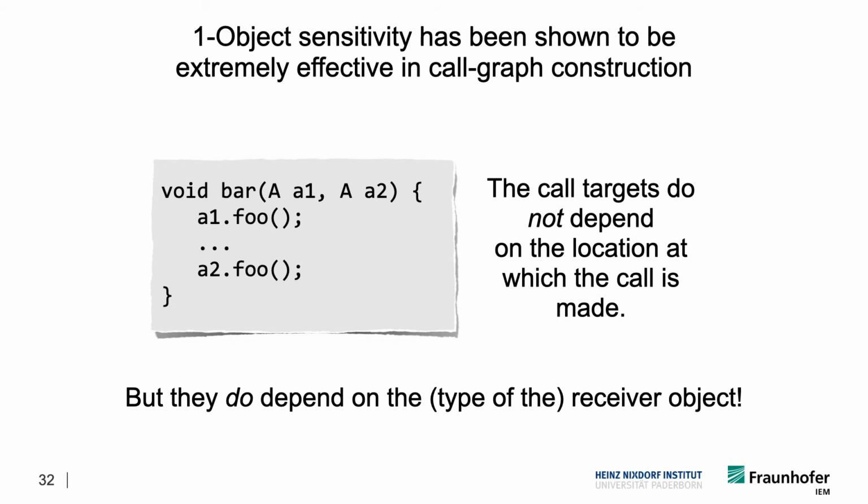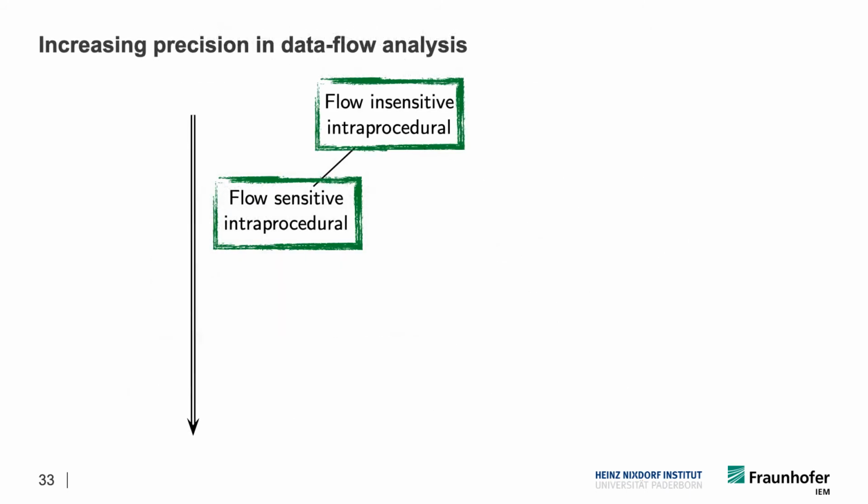That's all I wanted to say about object-sensitive analysis. And yeah, before I conclude this week's presentation, I still quickly want to talk about different flavors of different sensitivities and how they relate to one another. So in particular, we can assume that on this axis here, we have an increasing precision of data flow analysis.